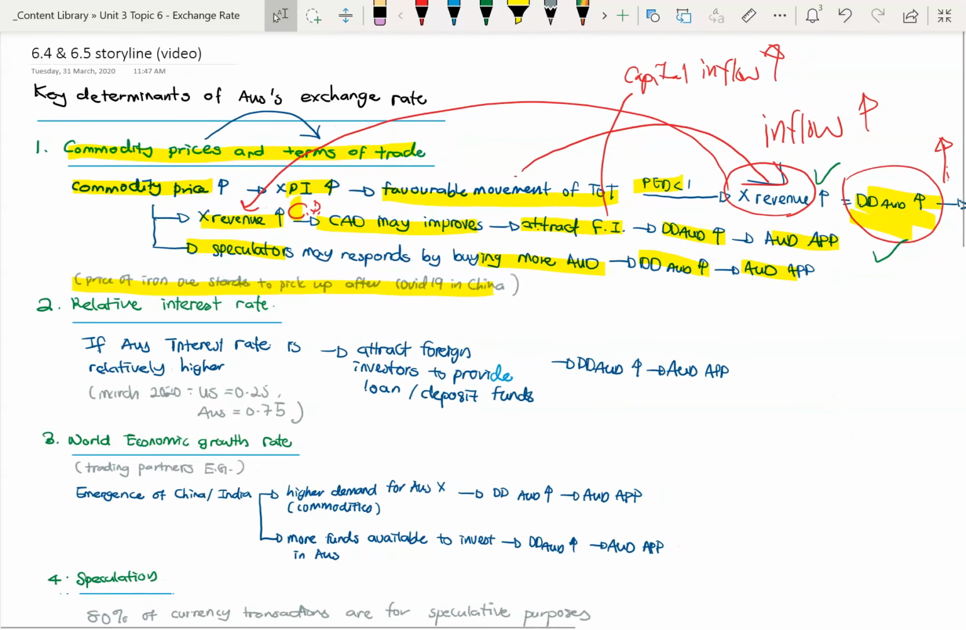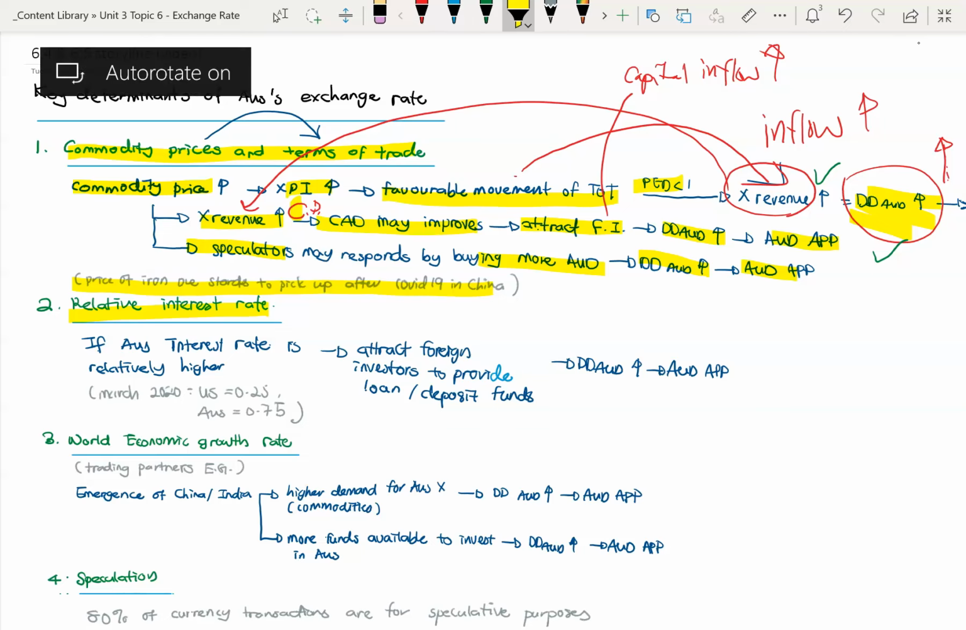The second factor is the interest rate. This is relative interest rate, which we have covered before. But the area we looked at before was only the Australian interest rate. If Australian interest rate is low, no one wants to invest in Australia in terms of loans and all that. That one we have covered. Now we are bringing it to a little bit higher level, which you can also apply in the previous chapter one, no problem. It just depends on your storyline.